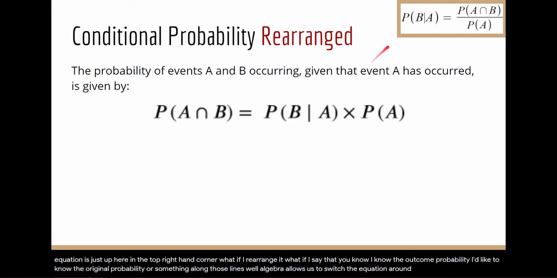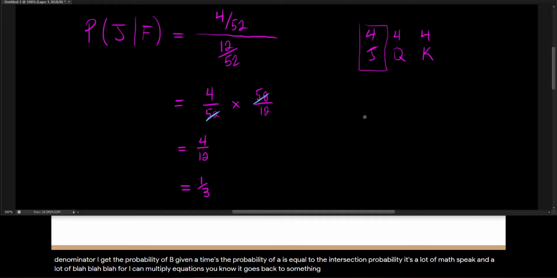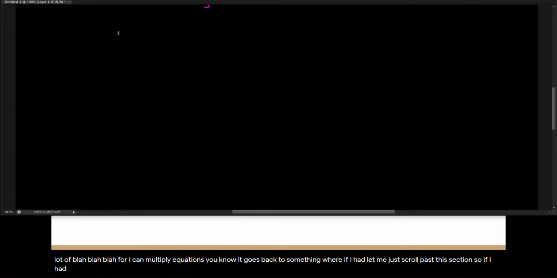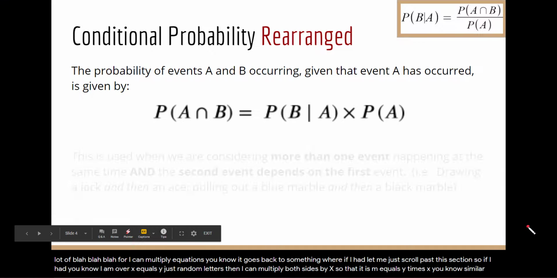So if I multiply both sides of the equation by the denominator, I get the probability of B given A times the probability of A is equal to the intersection probability. It's a lot of math speak for I can multiply equations. It goes back to something where if I had, let me just scroll past this section, m over x equals y, just random letters, then I can multiply both sides by x so that m equals y times x, similar to your velocity and time and stuff.